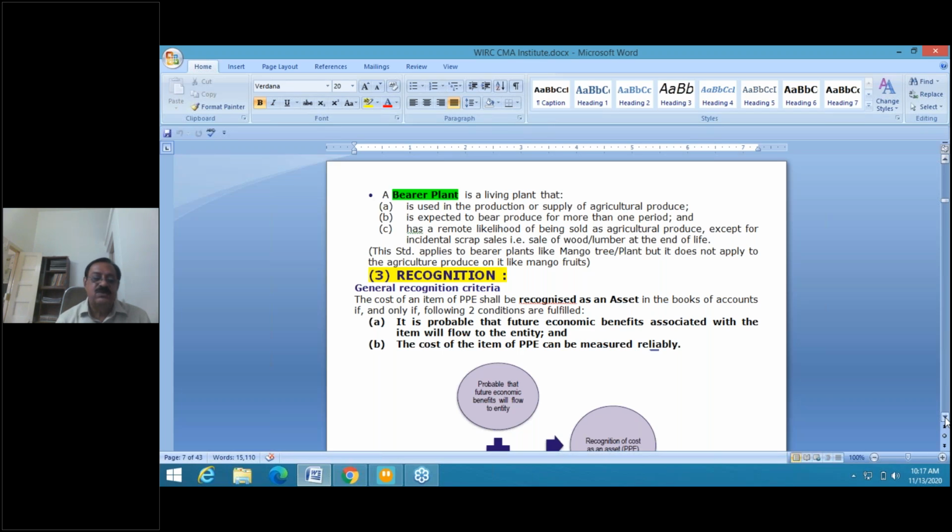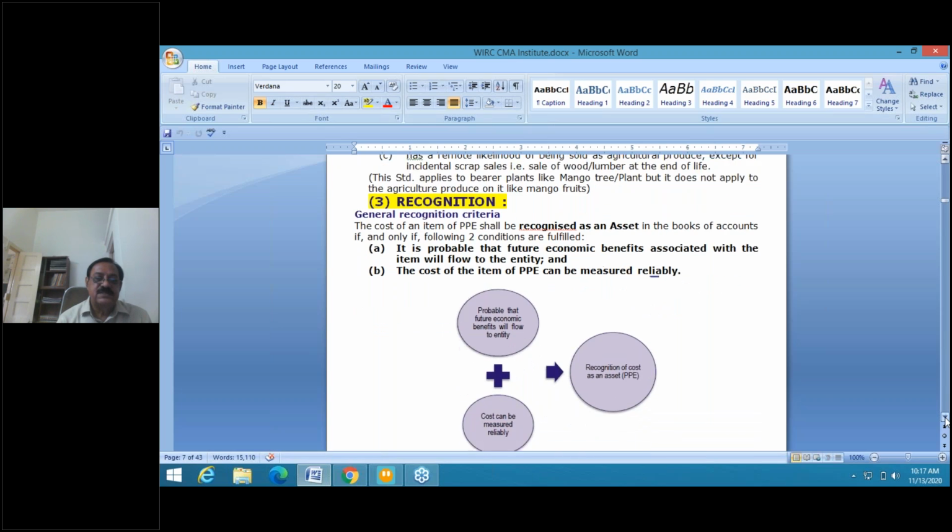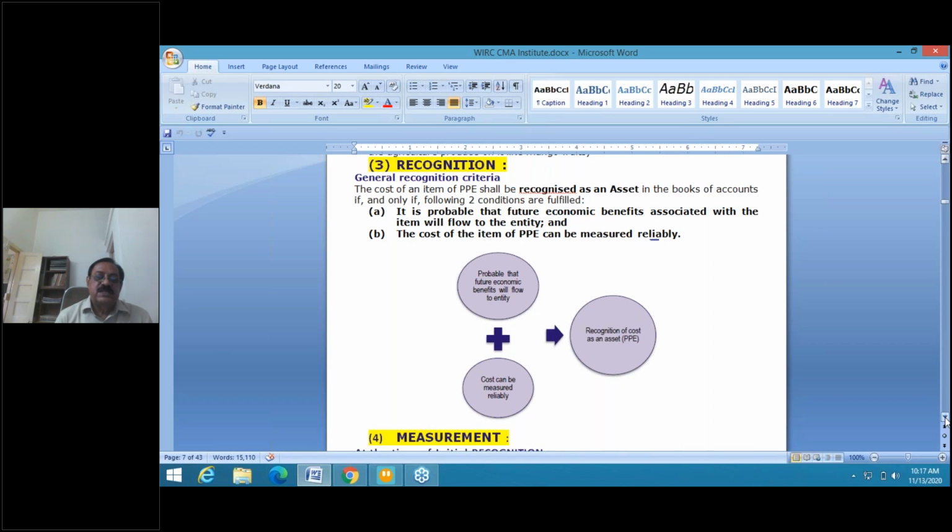Similar other examples you can think of. Now I'm going to, after definition, recognition. What are the recognition criteria for this? General recognition criteria: the cost of an item of PPE shall be recognized as an asset in the books of accounts. Obviously, the recognition heading refers to the accounting part of these assets. So it is said, it will be recorded as an asset in the books of accounts only if the following two conditions are fulfilled. So what are these two conditions?